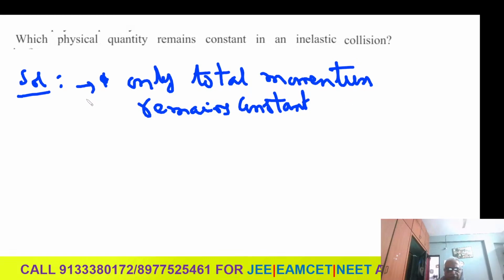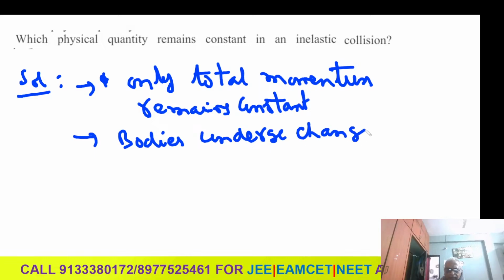Bodies undergo change in their shape. Before and after collision, if you observe, bodies undergo change in their shape in this collision. But in elastic collision, there is no change in shape. Whatever shape is there before collision, the same shape will be there after collision. But in perfect inelastic or inelastic collision, bodies undergo change in shape after collision. These 2 points, but the main point is this one: only total momentum remains constant. So I think you understood.